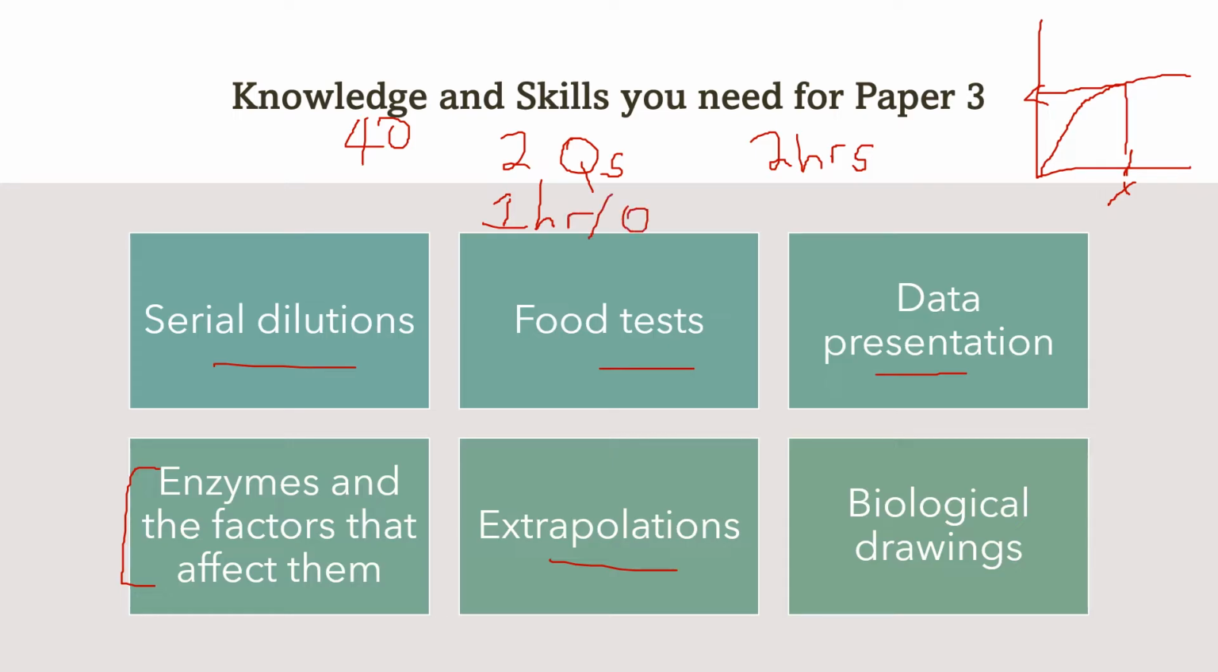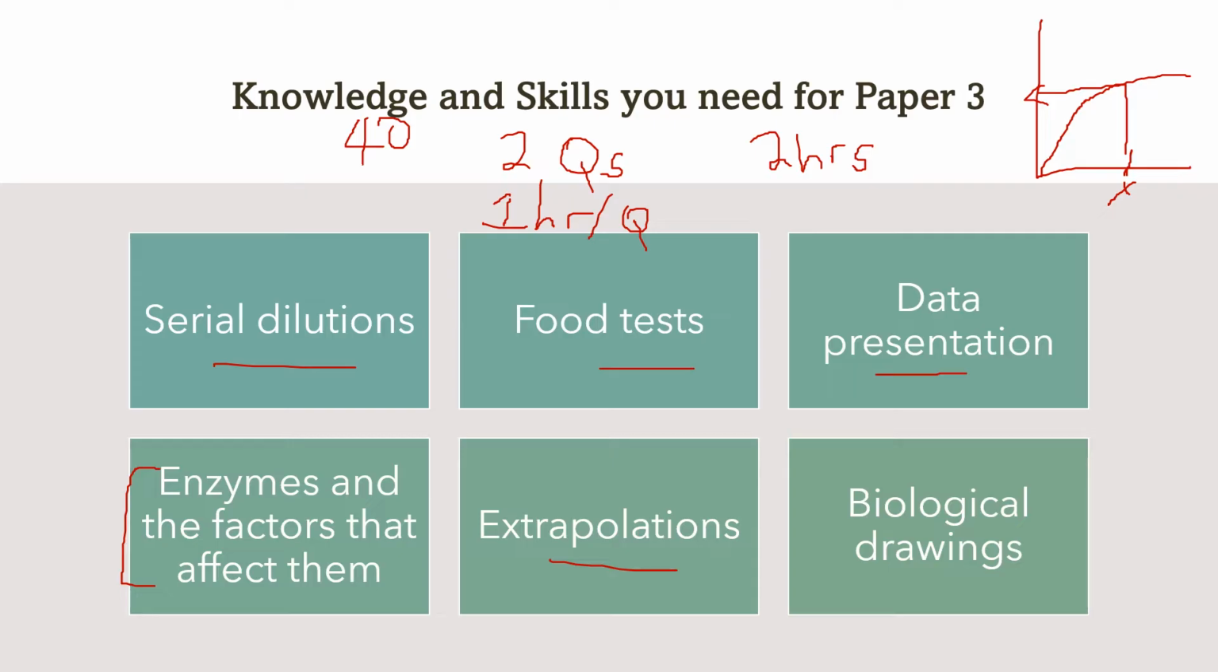Once 1 hour has passed, you will be required to move to the second question, which would be a different set of experiments or a different topic. So always plan your time well whenever you go into your paper 3. And I'll explain this a bit more with food tests because I think that's where students tend to lose a lot of time. Always plan your time well when you get into the exam, because you know you have only 1 hour per question.